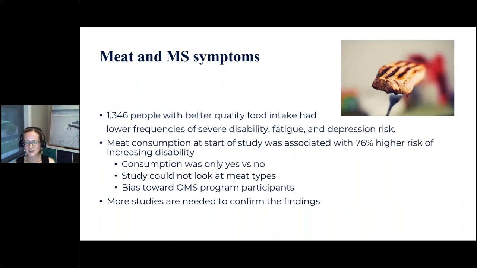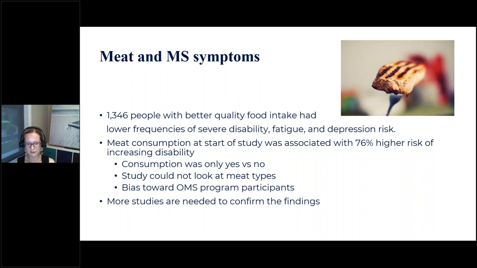Then in terms of meat. Meat we had a bit of a look at in relation to stages of disability, fatigue and depression risk, and it was in quite a nice sample of Australians. What we did there is look to see whether there was a difference in the quality of food intake. What we did find was that meat consumption at the start of the study was associated with a higher risk of increasing disability, but there were a number of factors that we need to acknowledge.